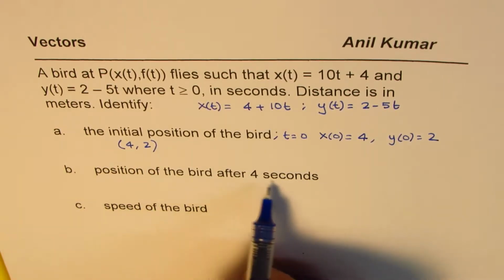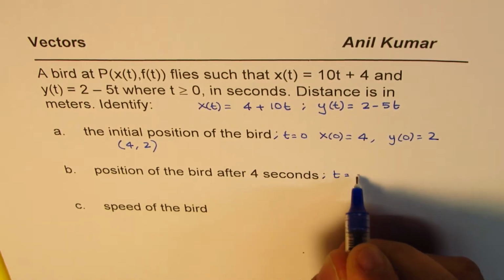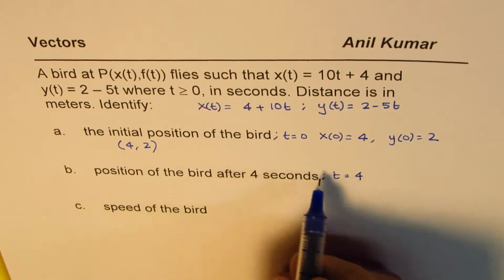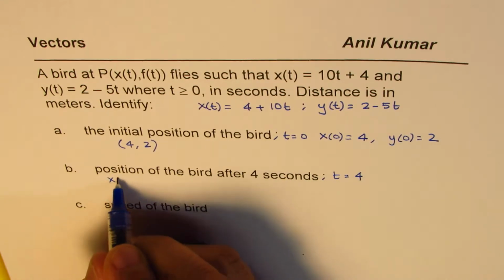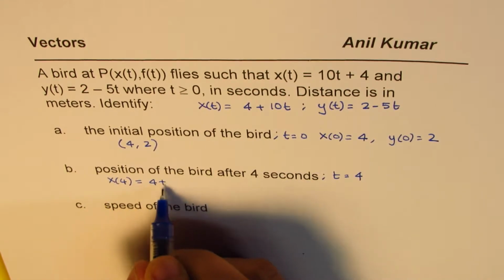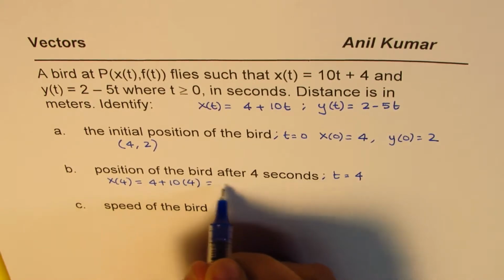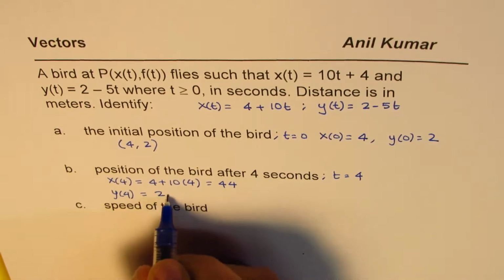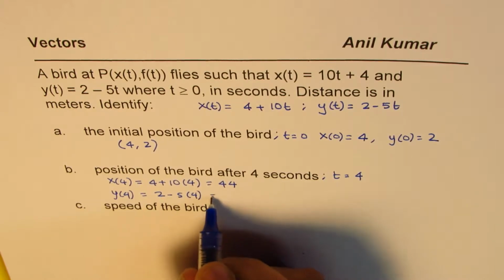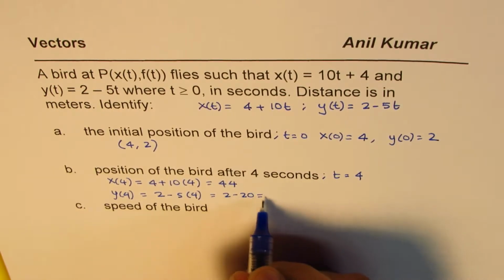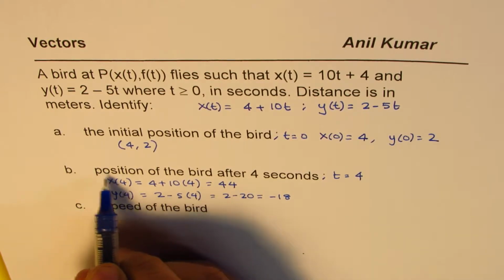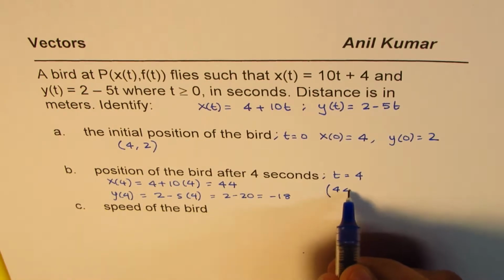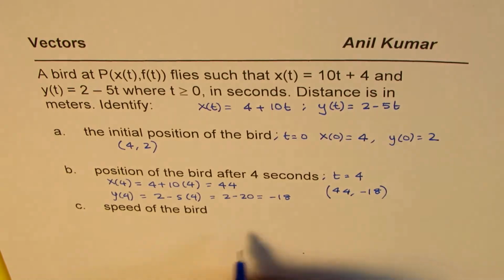Now position of the bird after 4 seconds. So now t equals 4, right? 4 seconds. Time is in seconds. So when I substitute t as 4, I get x of 4 equals 4 plus 10 times 4, which is 44. And y of 4 equals 2 minus 5 times 4, which is 2 minus 20, or minus 18. So the position is 44, minus 18, right?